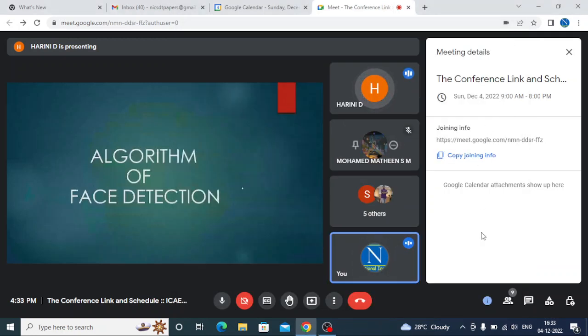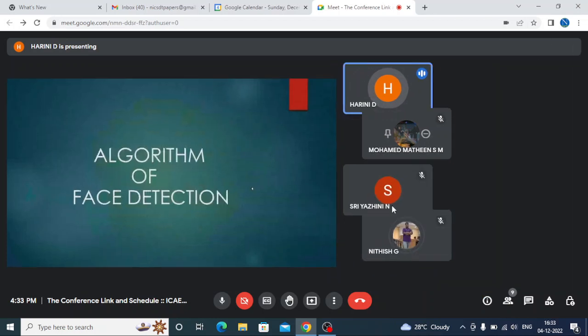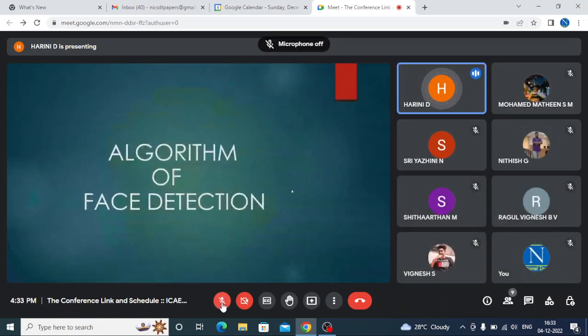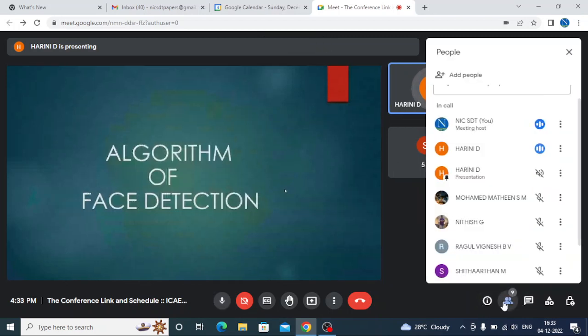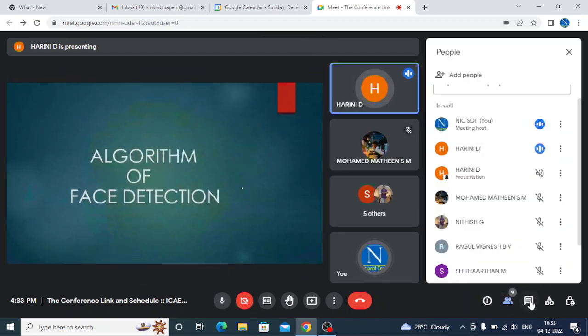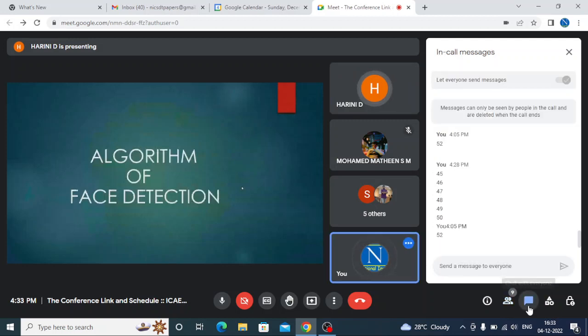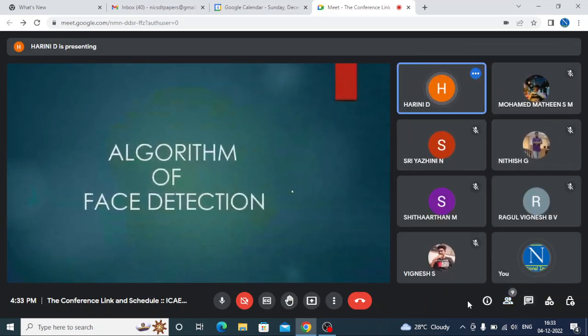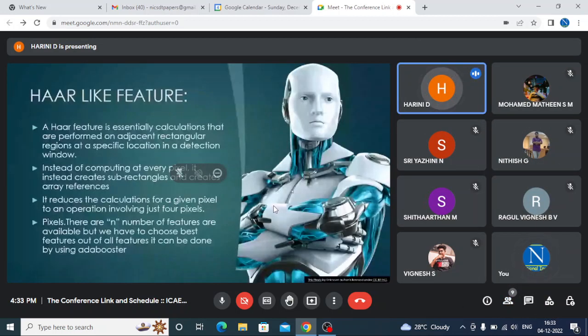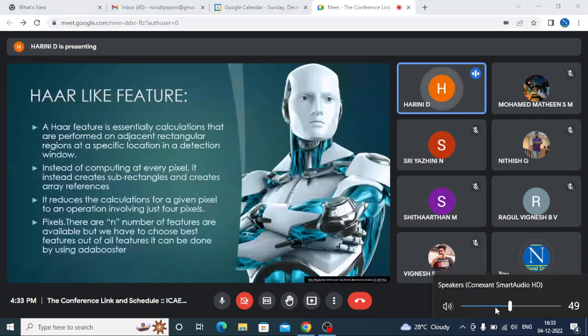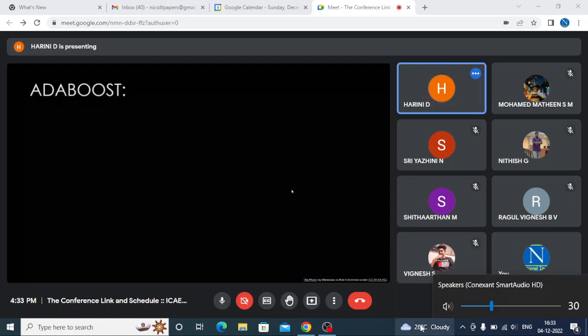And next we are using Haar-like features. It is an essential condition that is performed at a rectangular region, a specific location in the detection window. Instead of computing at every pixel, it creates an operation involving just a few pixels. So there are n number of features available, but we have to choose the best feature out of all the features, and we are using AdaBoost for developing it.